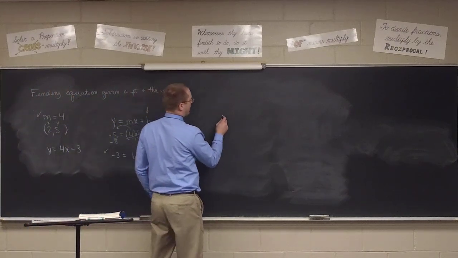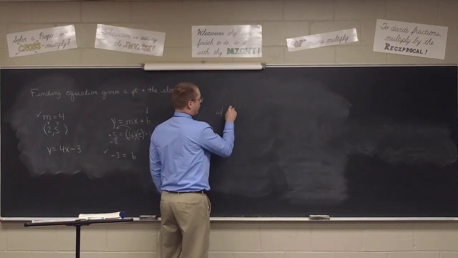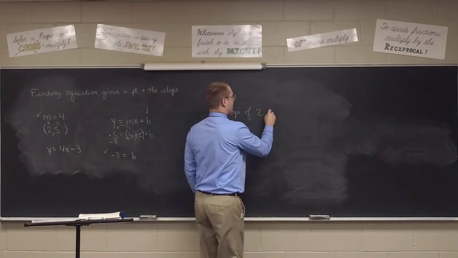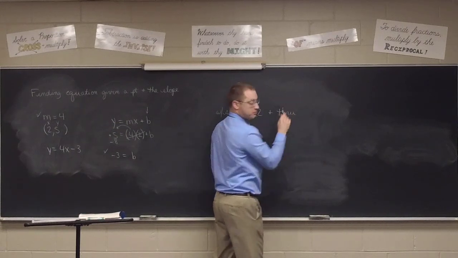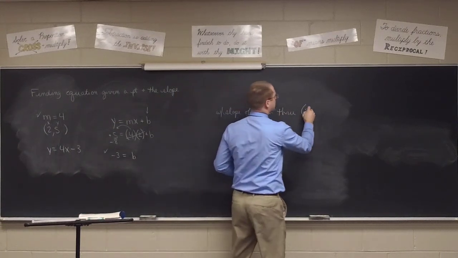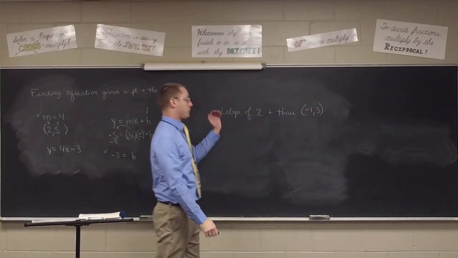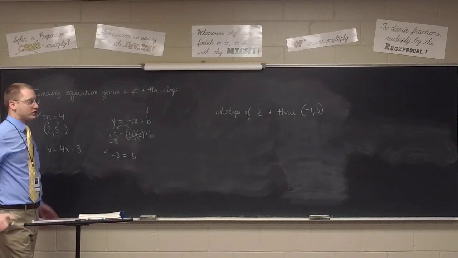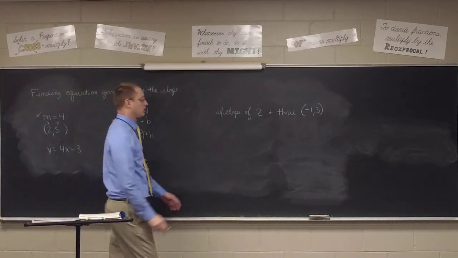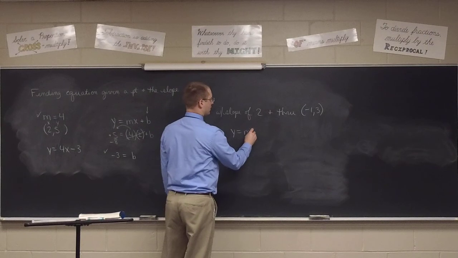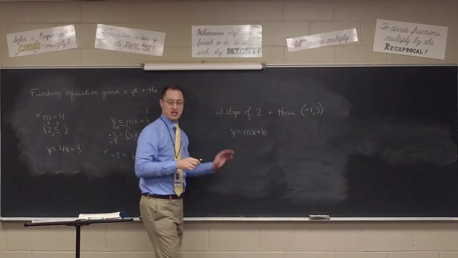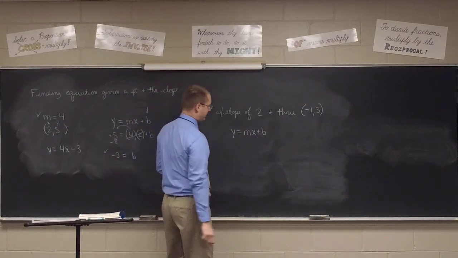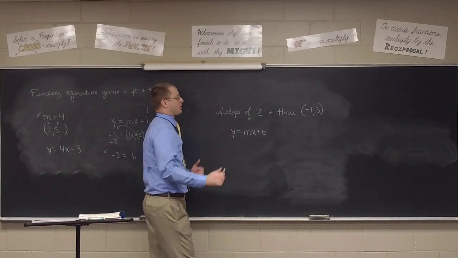Let's do another one. Suppose I want to find the equation of a line with a slope of 2 and passing through the point negative 1, 3. So I've got a line that goes through negative 1, 3. It has a slope of 2. The first thing we want to do, class, is focus our mind by just writing out y equals mx plus b. Correct.